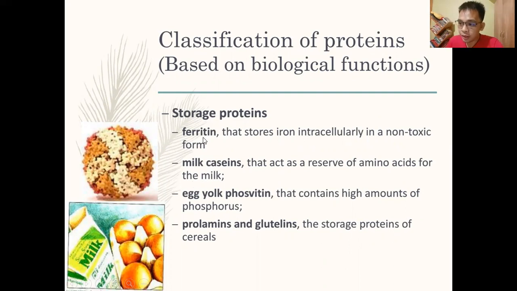So, mga storage proteins natin, guys, matatagpuan is yung mga ferritin natin sa katawan natin that stores iron in a non-toxic form. Okay? And then we have the milk caseins that reserve amino acids for the milk. So, casein. And then for the egg yolk phosphovitin, it contains a high amount of phosphorus, and prolamins and glutenins, the storage proteins of our cereals. So there are three biological functions: catalyst, transport proteins, and storage proteins for storage.